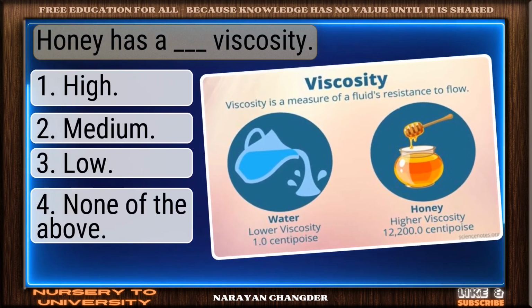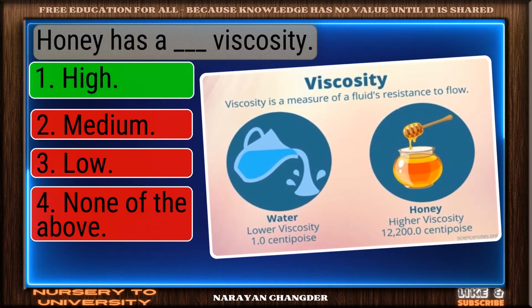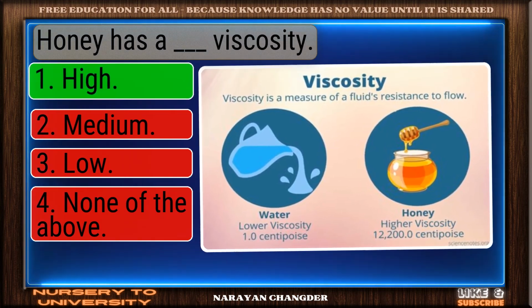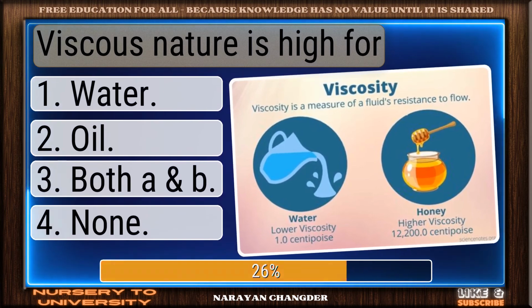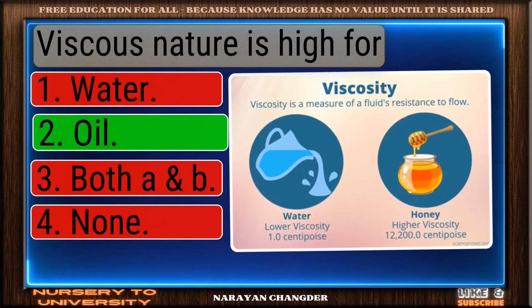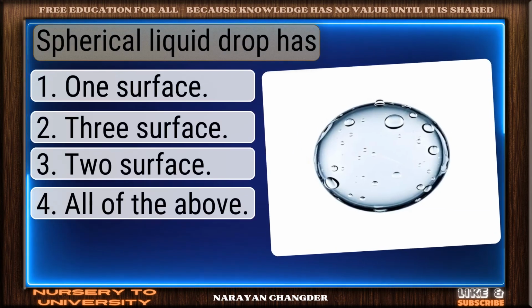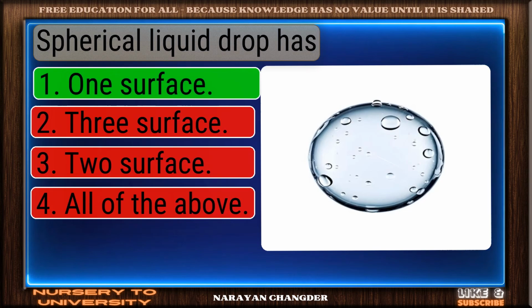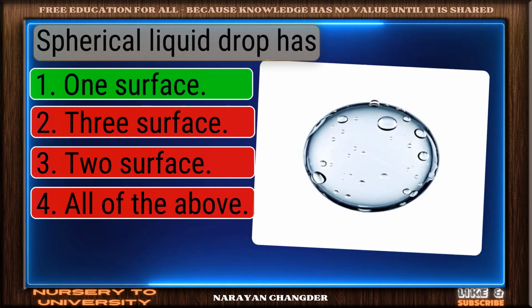Honey has a dash viscosity. Clear logic. Your choice high is sound and 100% true. Viscous nature is high for. Strong choice. Oil is the right answer. Spherical liquid drop has. Solid response. One surface is a valid choice.